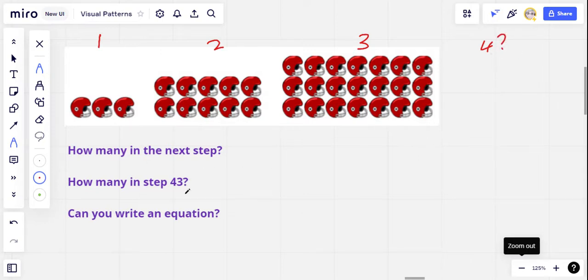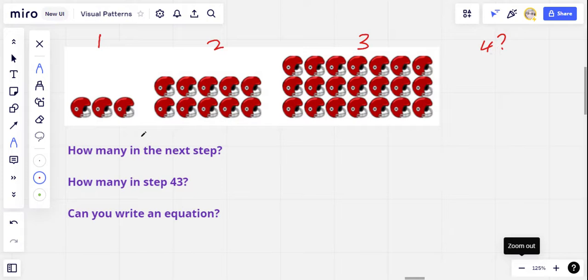And then, much more difficult, how many in step 43, and can you write an equation that could be used to figure out the number of helmets in any step at all? This one I think is pretty difficult. So if you'd like to accept the challenge, pause the video, give it a try, and see how you do.